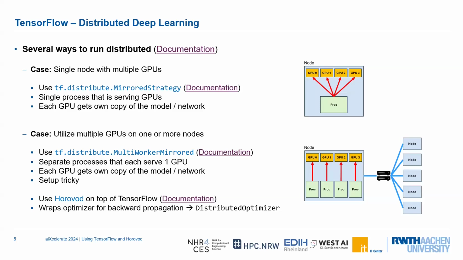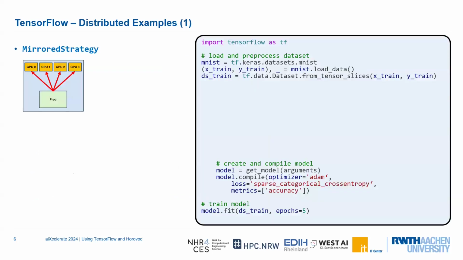So these are the three go-to ways how to do distributed deep learning in TensorFlow. As I said, for the simple case, one node, I would recommend this one because it's easy to implement. For the more complex case, I would go for Horovod because it's more stable, it's more performant, and it's not so hacky to set up. Good. Looking at some examples.